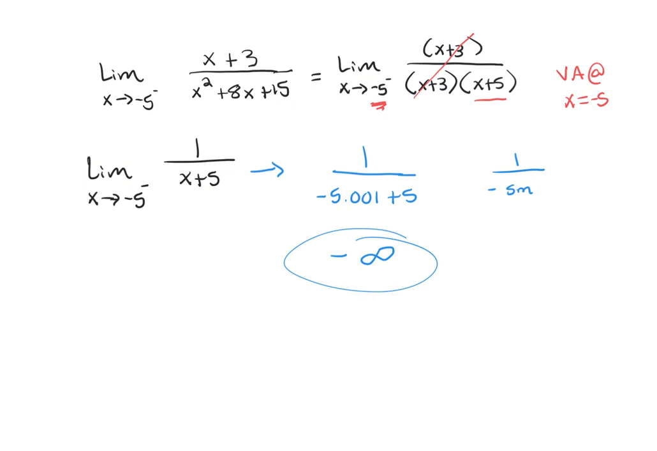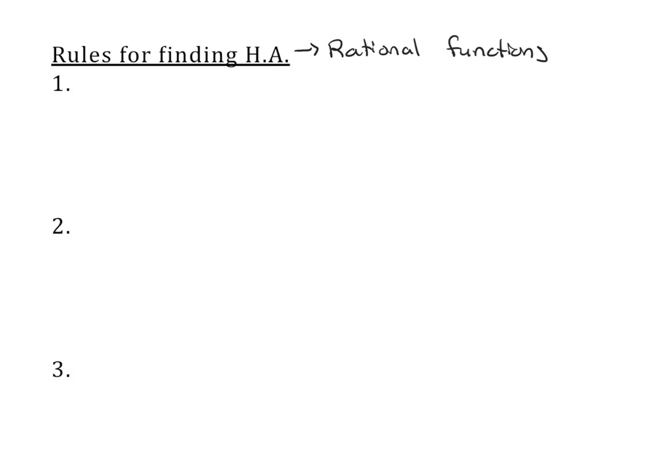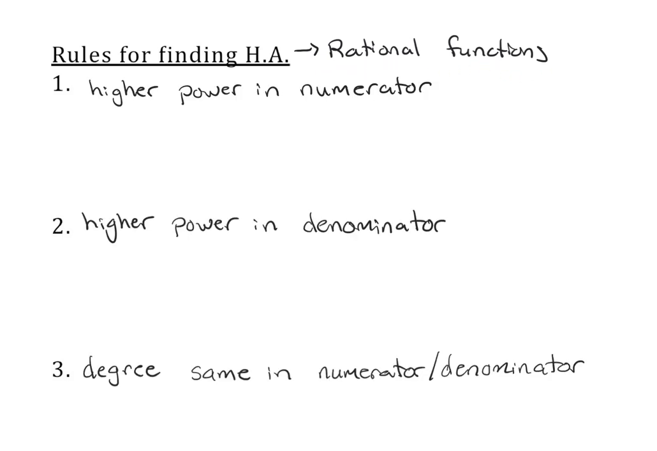Okay, so moving on to horizontal asymptotes. But first, vertical asymptotes: when you approach the vertical asymptote, it's going to go towards infinity or negative infinity as your answer. Okay, now we are reviewing how to find horizontal asymptotes, specifically on rational functions. So this is review from last year, but we're going to take this knowledge and turn it into limit questions.